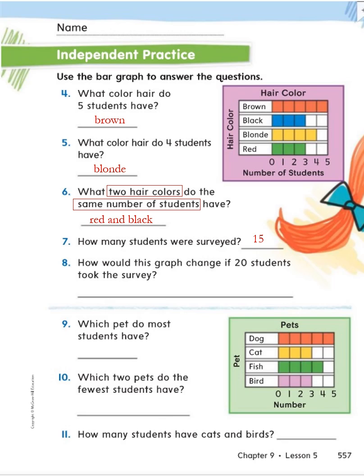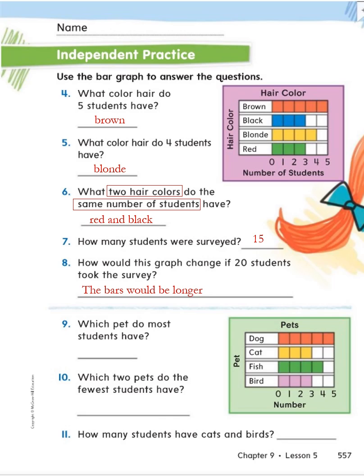Number 8. Oh, this one is a little tougher. How would this graph change if 20 students took the survey? It's true, it might not change at all, but it probably would. How would the graph change? The bars would be longer because if one more person had brown hair, it wouldn't fit on this chart.